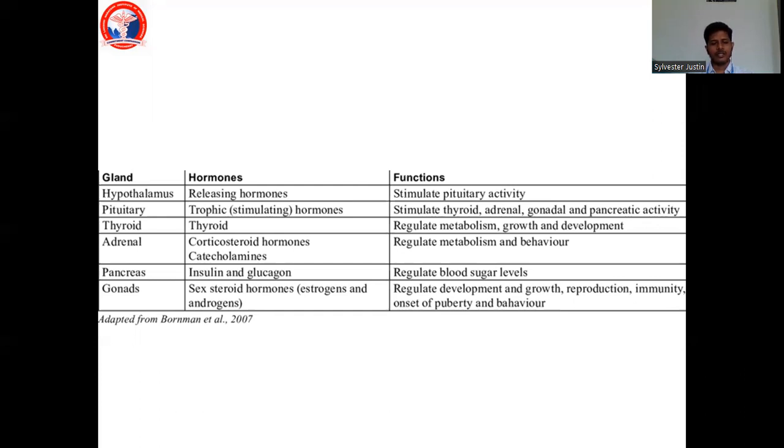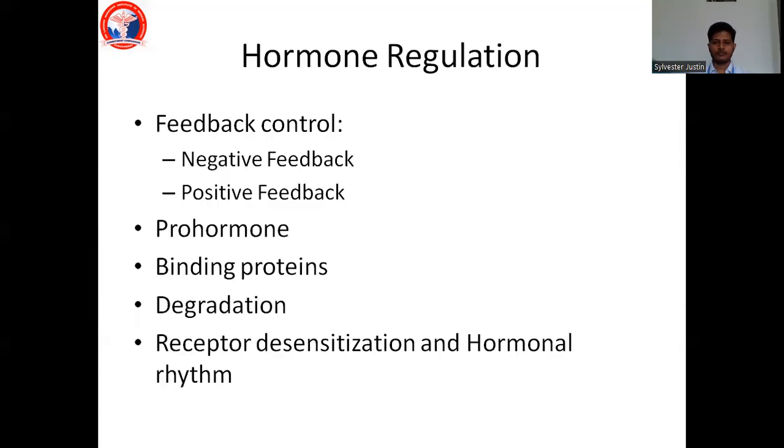Adrenals secrete corticosteroid hormones as well as catecholamines, and they regulate metabolism and behavior. The pancreas secretes insulin and glucagon, which help regulate the blood sugar levels, and the gonads secrete the sex steroid hormones, which are necessary for development, growth, reproduction, immunity, and onset of puberty and behavior.